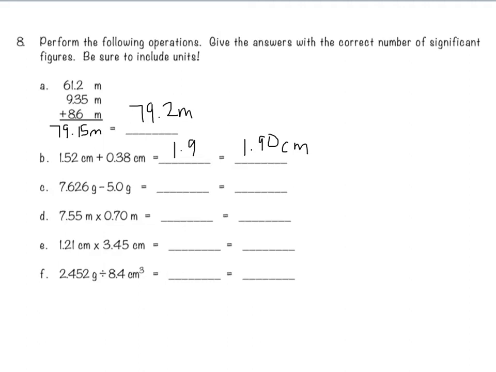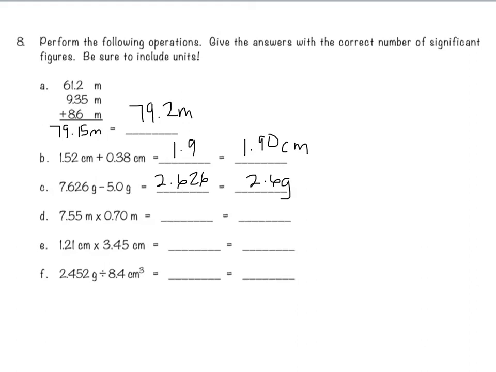For letter C, if you subtract 5 from 7.626, your calculator is going to spit out 2.626. Okay, and once again, we're limited to 1 decimal because 5.0 only has the 10th place. So the answer must be 2.6, the unit grams.